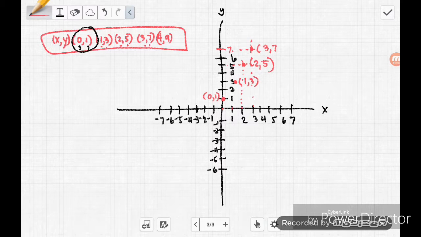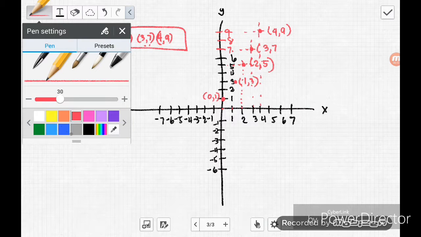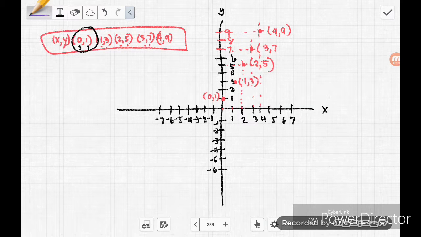And the last one is 4 and 9. So we have 4 here and 9. Okay. So now you have your labeled points. What do we do now? You need to make a line graph by connecting, okay, all the dots. Okay, so what I do, I just put a line over there, and this is your line graph. So this is your line graph.